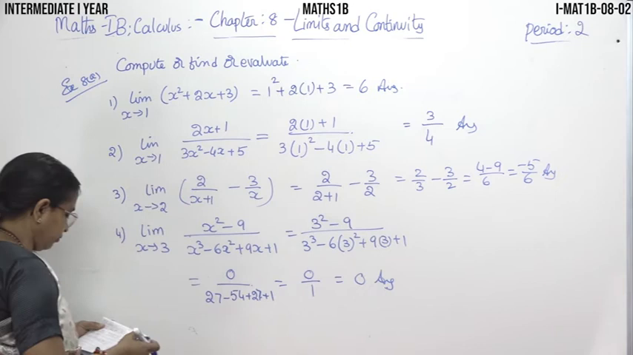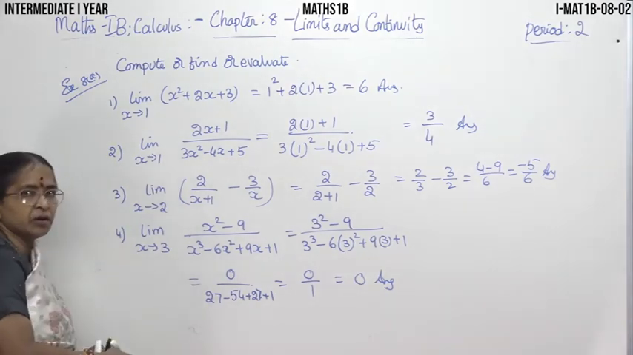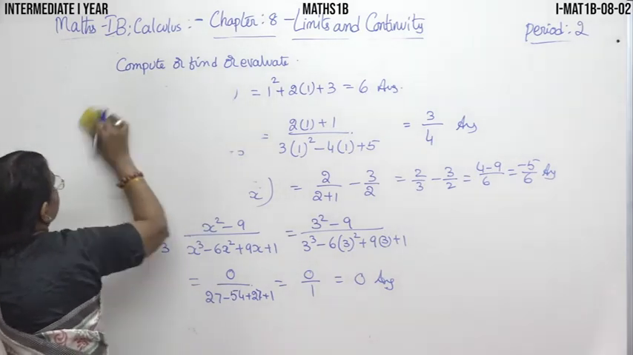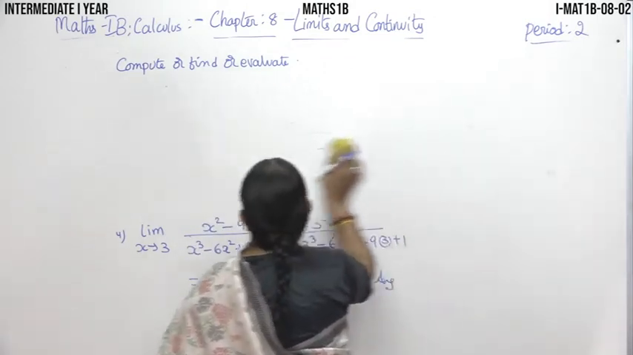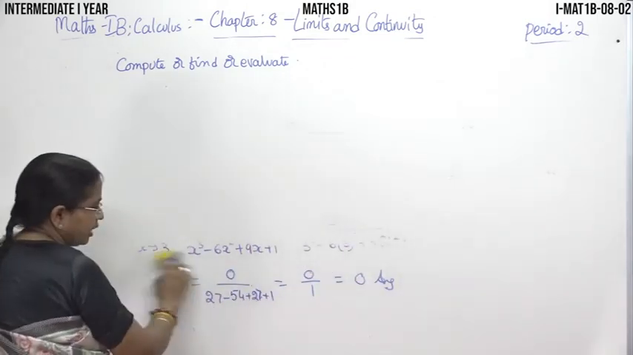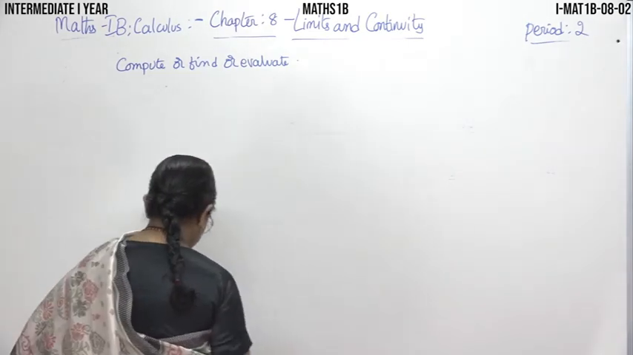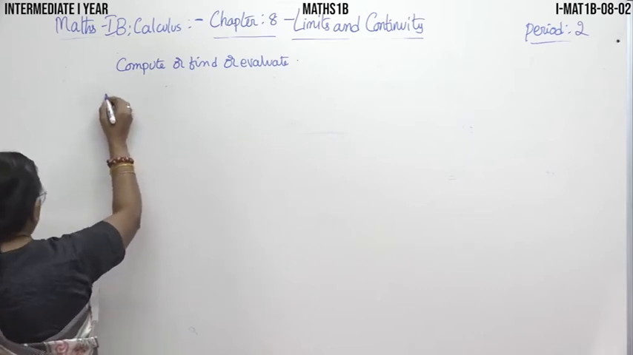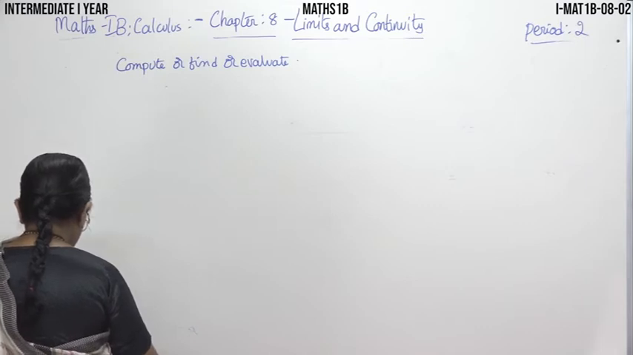So like this you have to do. If it is indeterminate, like 0 by 0 form, then you have to use some other method and find the limit. So all these problems have compute or evaluate. So we evaluated and we got the limit value as 0, like this. Okay, now we'll do this problem. Next, fifth problem. So how many we did? 1, 2, 3, 4. And this is fifth problem.